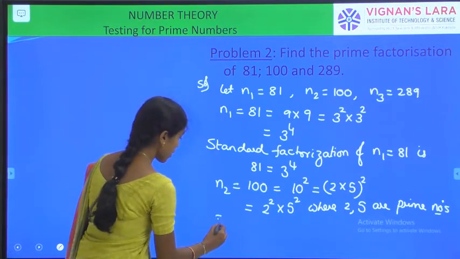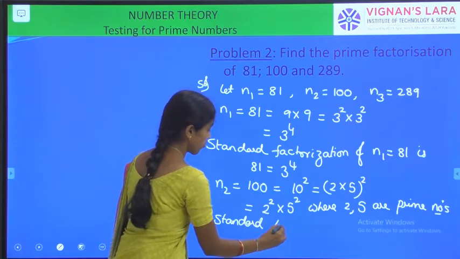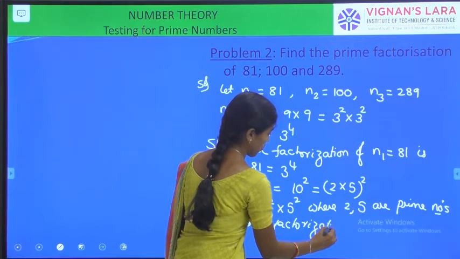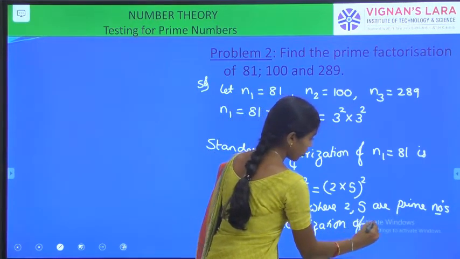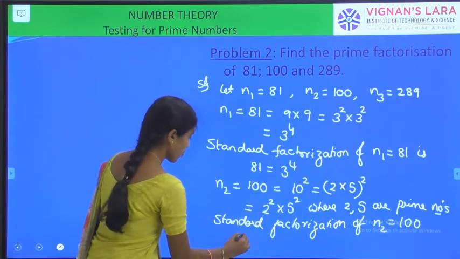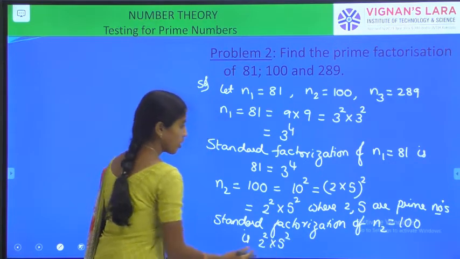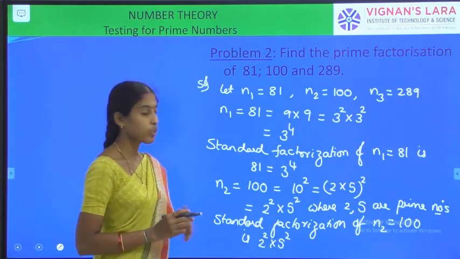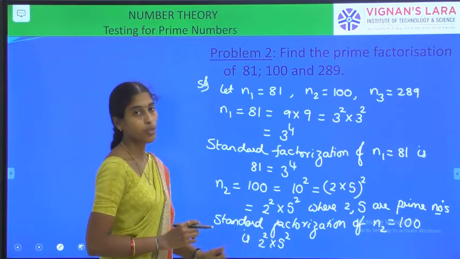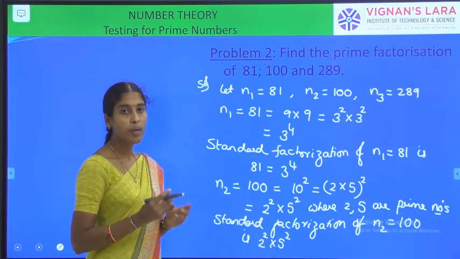Right? So the standard factorization of n2, which is 100, is 2 square into 5 square. If you apply another method, you get this factorization only. Sometimes you may also write 5 square into 2 square, so the order is clearly independent here.